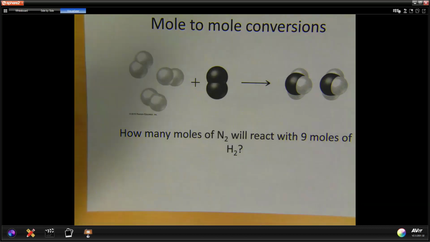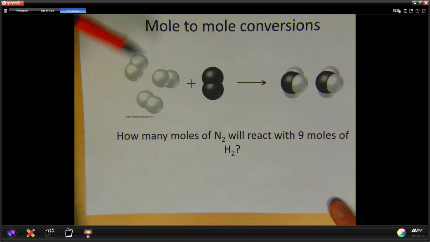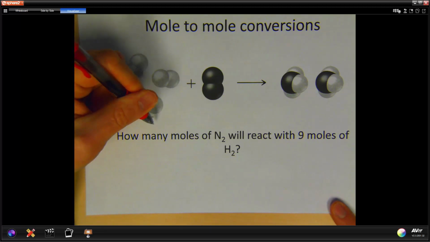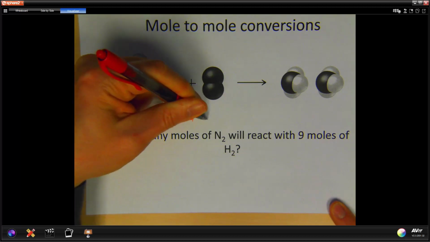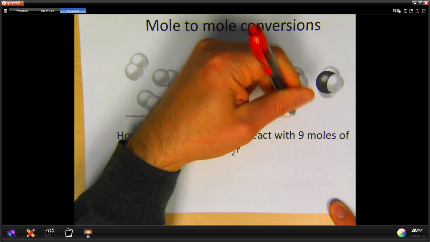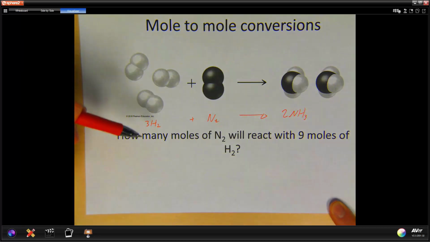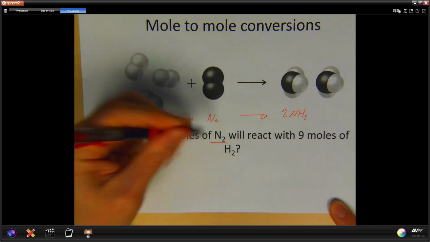So let's look at how we solve this problem. I'm showing the picture here, but we could also write this as a chemical equation, which might be more useful. So we have 3H2 plus N2 to give us 2NH3. Okay, so I'm going to go ahead and rewrite that part in there.